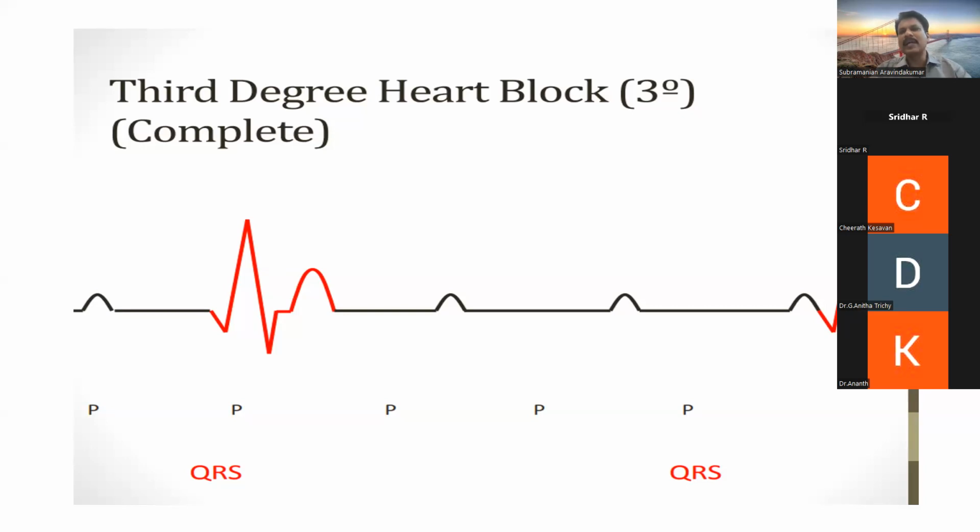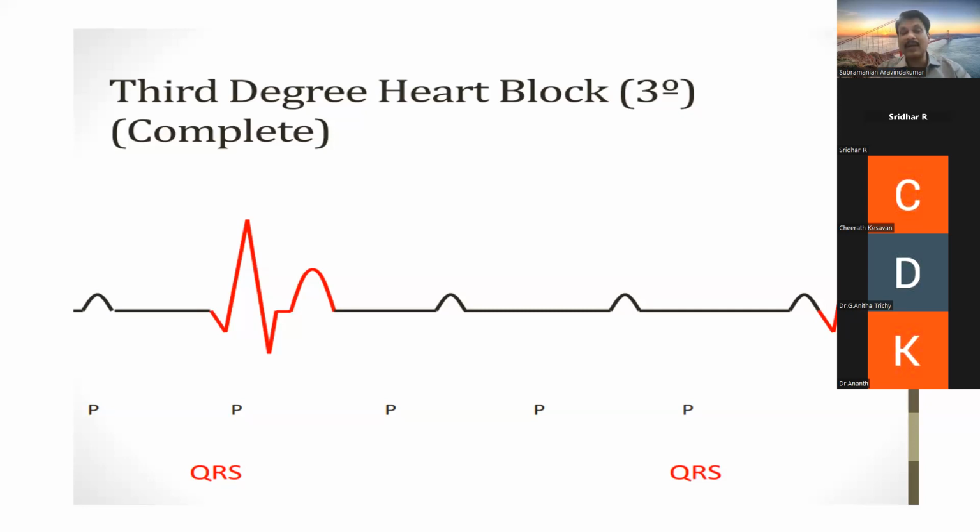In type 2 second degree AV block, that is Mobitz type 2, you have a consistent P wave and QRS complex with a normal PR interval. The PR interval is normal. Suddenly you find one P wave is not conducting. This is dangerous because it is an imminent complete AV block.